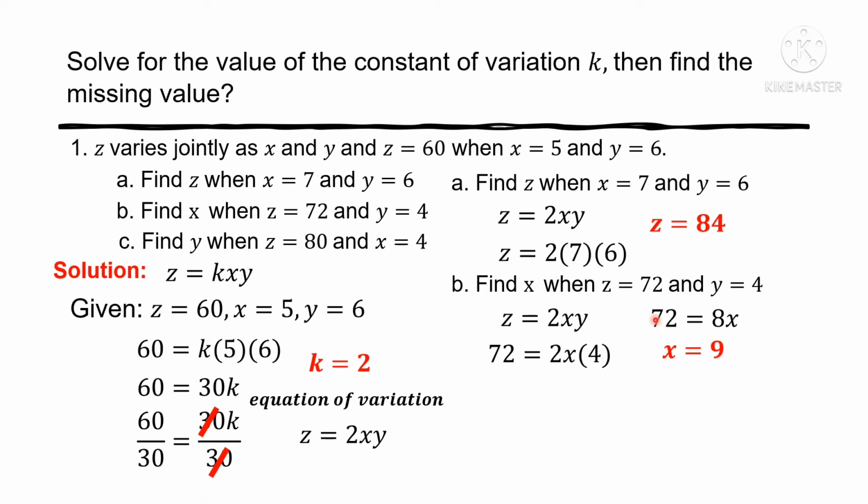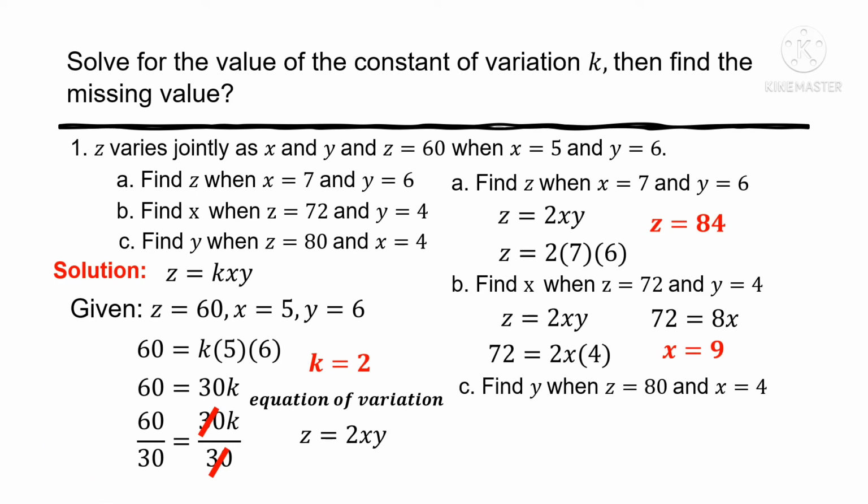Kaya ito naging 9 kasi yung 72 divide mo sa 8 is 9. Dito naman nawala na ito kasi dinivide natin ito sa 8. So parehong number dapat ang ipang-divide dyan. Okay? So that is now the answer. So the value of x is 9 when z equals 72 and y equals 4.